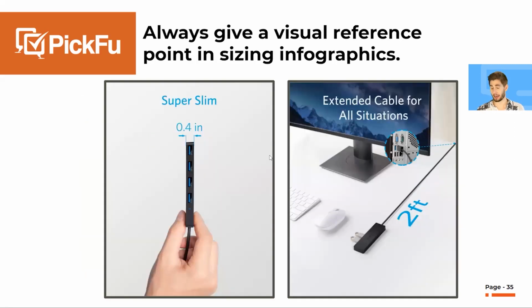If you're doing a sizing graphic, these are very common and very effective. Rather than just showing, hey, this is 0.4 inches or this cable is 2 feet long, always try to include a sizing point for reference. Again, the human brain is going to group things by association. So rather than just telling me that this drive is 0.4 inches thick, now I'm seeing it between the fingers. My brain can easily think about, okay, 0.4 inches. I don't know exactly how big that is, but there it is in my hands.